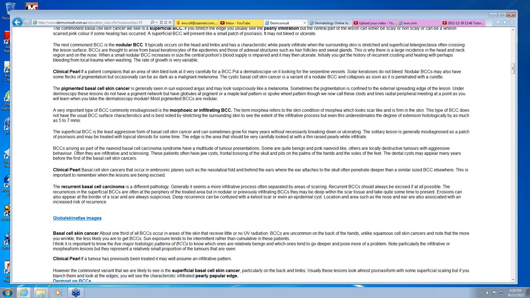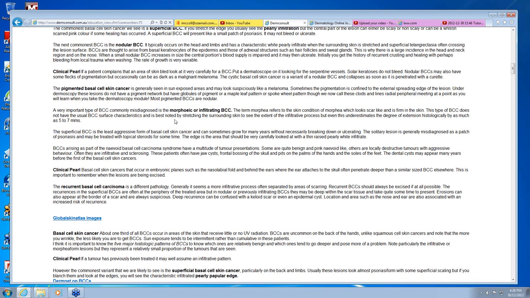And the thing is, when they're so well defined, these things can be taken out with 2mm margins without any problems at all. And it means often, if you pick them up very early, that it's just a simple ellipse excision on the nose and other structures rather than a big flap repair.